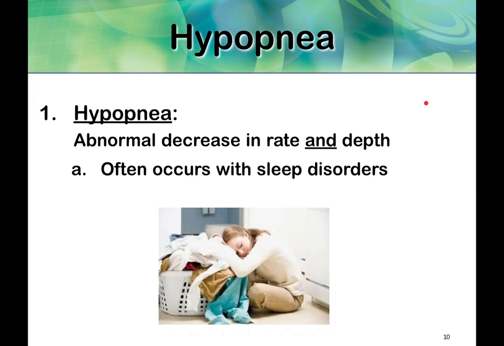Hypopnea is an abnormal decrease in rate and depth. So we have hyper, which is fast, right? And hypo, which is slow. This often occurs with sleep disorders.